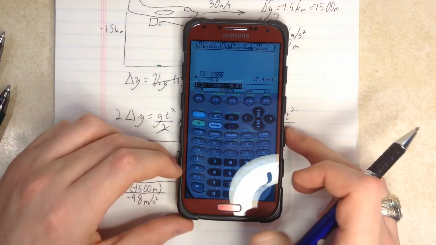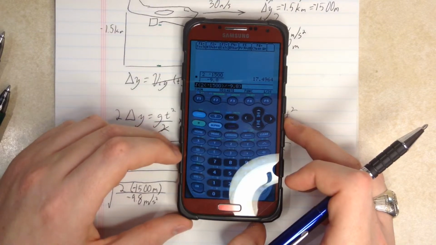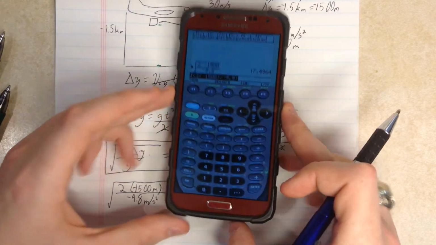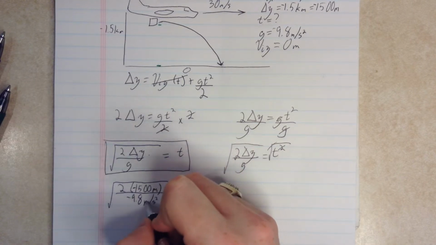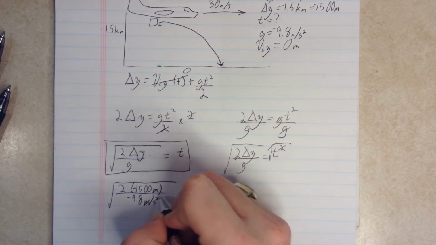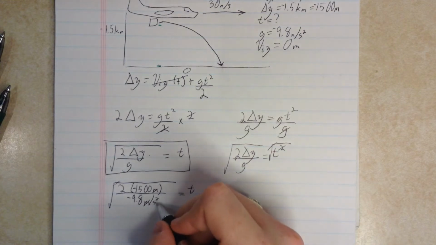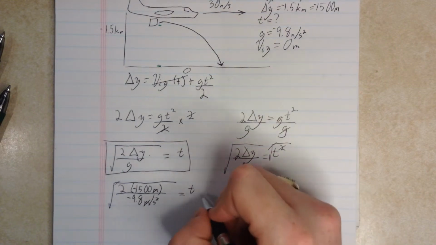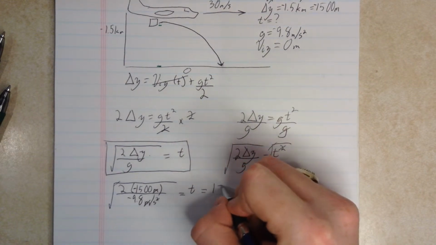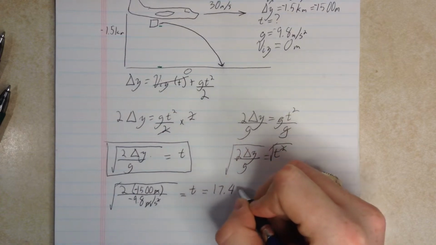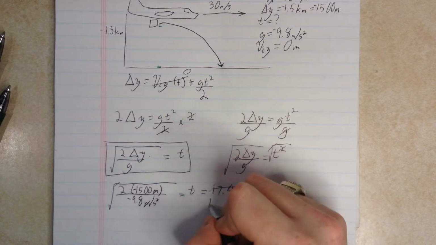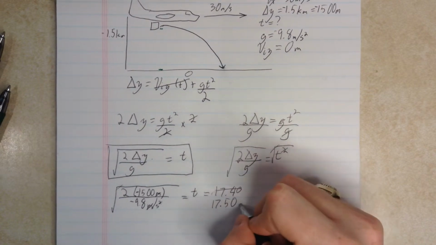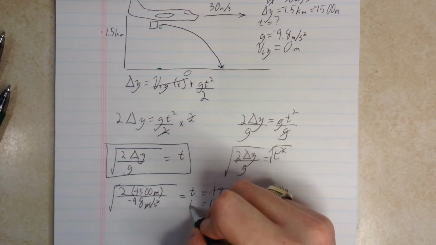Yes, 17.4964. Notice that our units will be seconds, our meters will cancel, and then the square root with our seconds squared will cancel. So we wind up with t equals 17.4, call it 17.50 seconds is our time.